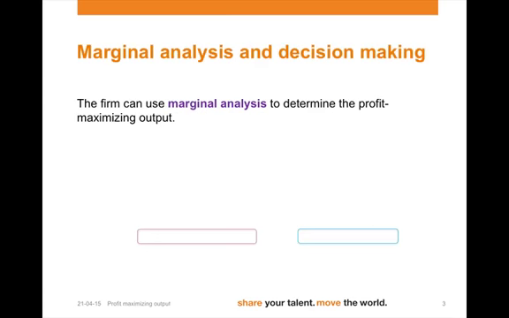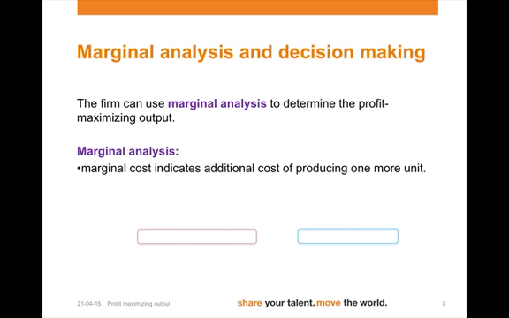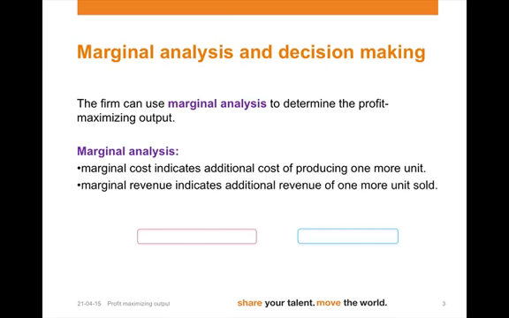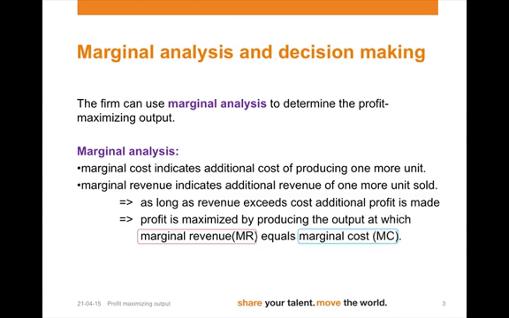The firm can use marginal analysis to determine the profit maximizing output by looking at the marginal cost, which was the additional cost of producing one more unit, or by looking at marginal revenue, which was the indication of additional revenue of selling one more unit. Remember, as long as revenue exceeds cost, additional profit is made. Be sure to identify here marginal revenue exceeding marginal cost. Profit is maximized by producing the output at which marginal revenue equals marginal cost.